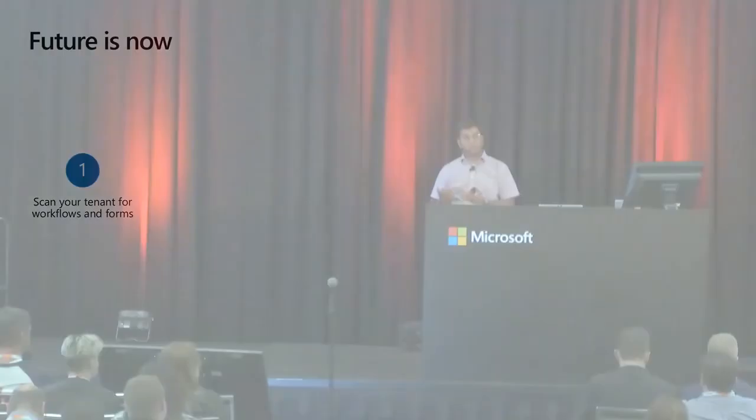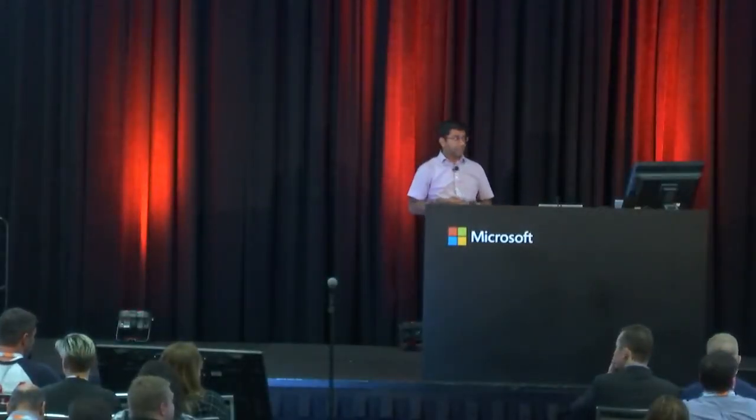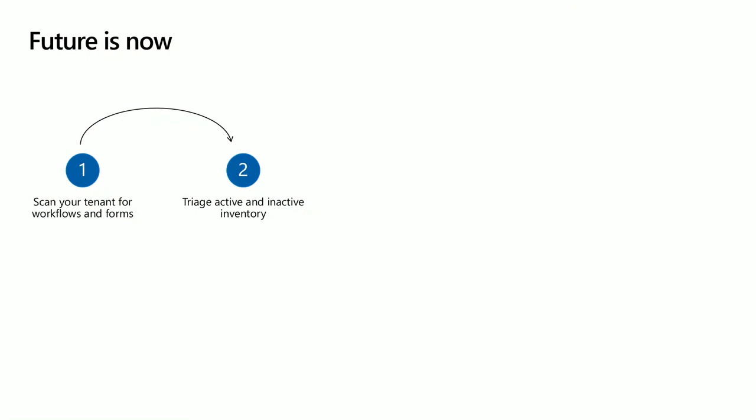So scan your tenant today using the modernization scanner tool. Go talk to your tenant administrators, help them understand what the tool can do and what it can give you back with the entire detailed analysis of workflows and InfoPath. And then triage the active and inactive inventory. There's going to be a triaging process. These tools are available to everyone, so people might have built, some have left, or some is just running there because it's very old.